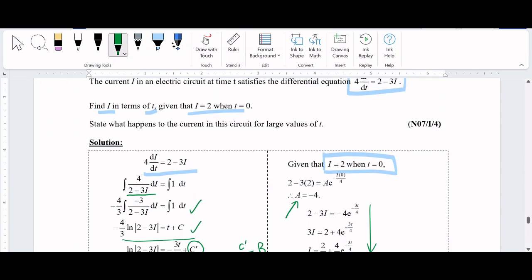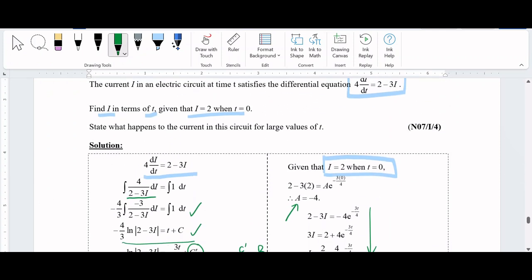Now next part of the question, state what happened to the current of this circuit for large value of t. So there are only two variables in this question, right? The I and t. So they are asking you what happened to I, which is current, when the value of t is large. T is large means t tends to infinity. What happens to I?